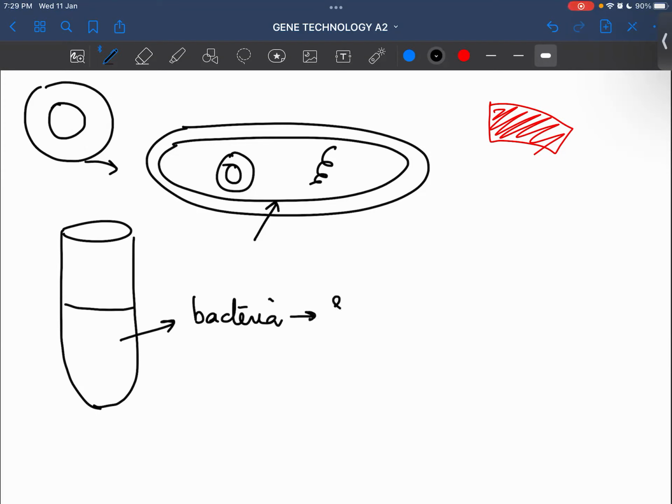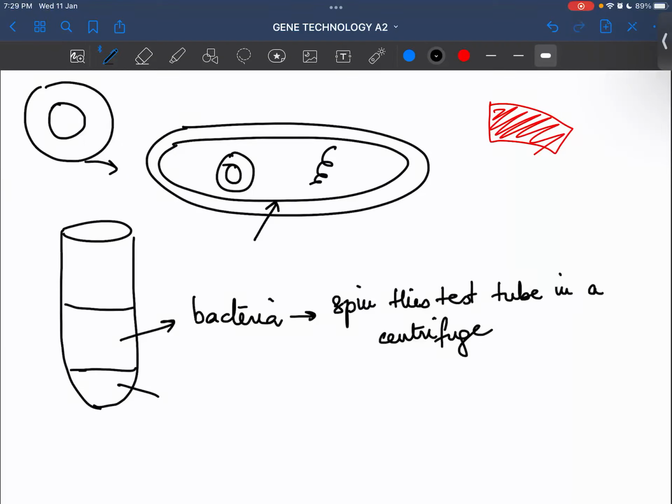You will spin this test tube in a centrifuge. I hope you know what a centrifuge machine is. At a certain speed, you will allow the sediment to settle down. Sediment means all heavy things which have a heavier mass will settle down. If I want to see the difference between the mass of the bacteria's own DNA and the plasmid DNA, the bacterial DNA is heavier. So where will it go? It will settle down. So the bacterial DNA is heavy, so it will settle down. That becomes your sediment.